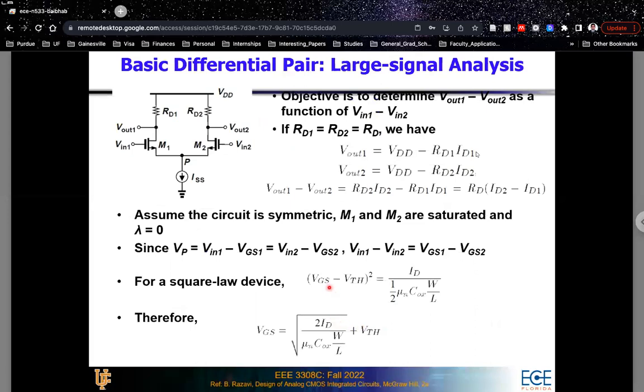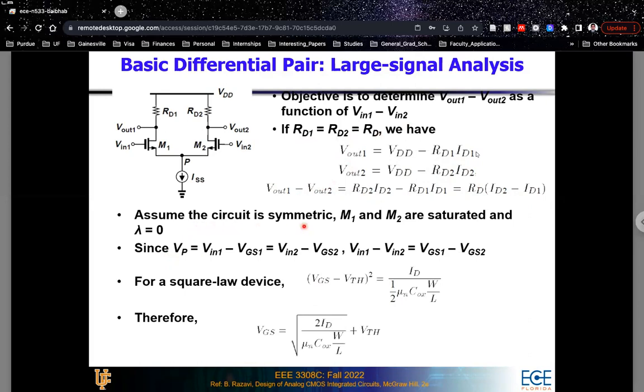Okay. Now, if you just do a large signal analysis or a DC analysis of the basic differential pair, the objective is to determine your Vout1 minus Vout2 as a function of Vin1 minus Vin2. Now, if your RD1 equals RD2 equals RD, you can write Vout1 and Vout2 to be equal to VDD minus ID times RD. So Vout1 minus Vout2 will be RD times (ID2 minus ID1), assuming RD1 and RD2 to be equal to RD.